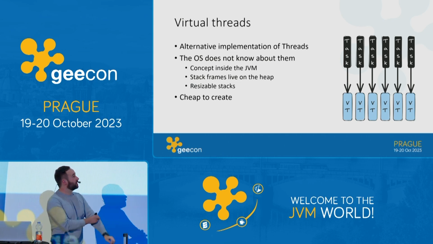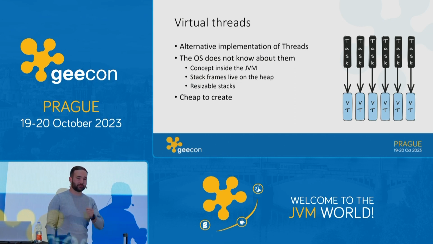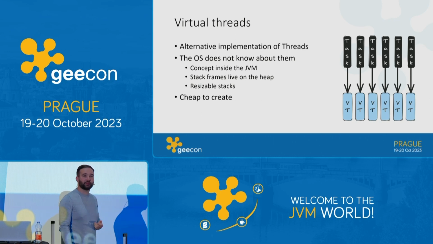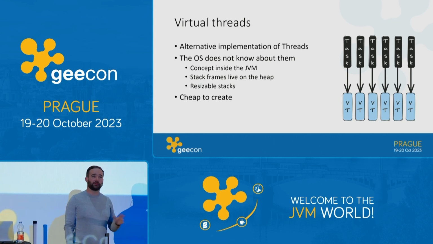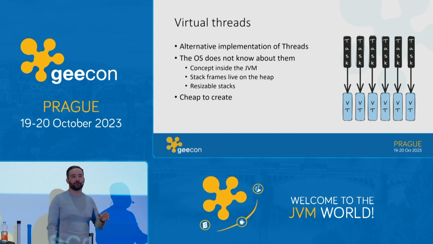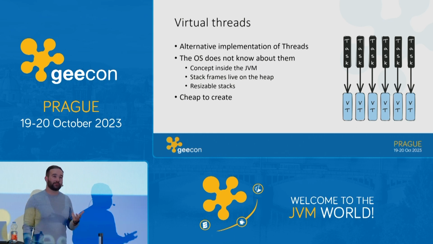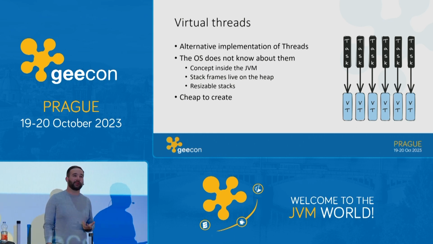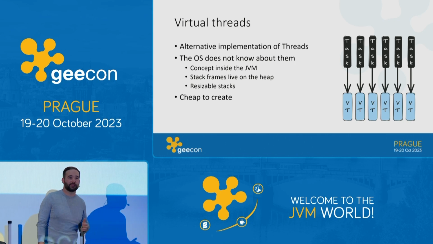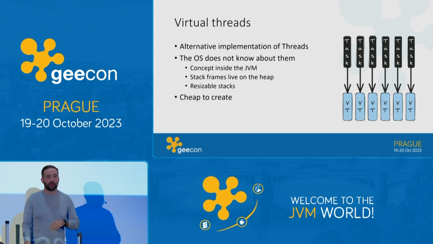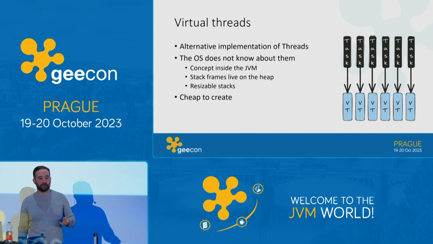So let's talk about virtual threads. Virtual threads are just an alternative implementation of the thread class. So the old threads, the threads that we were using before Java 21, aren't going anywhere, but we just get a new flavor of threads we can use. And those are the virtual threads. The great thing about virtual threads is that the operating system doesn't know anything about them. They are just a concept that lives inside the JVM.